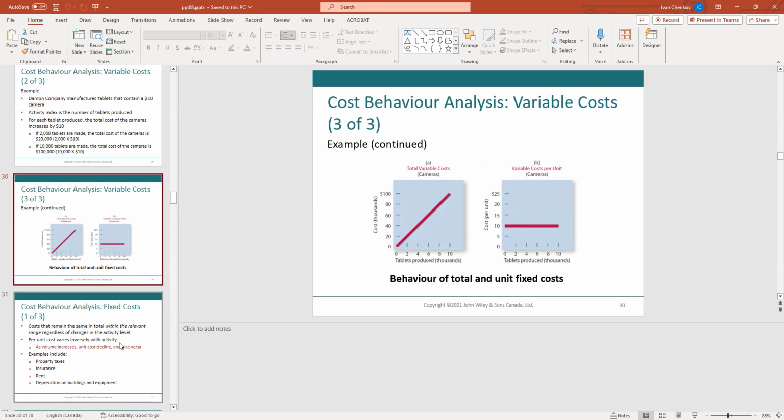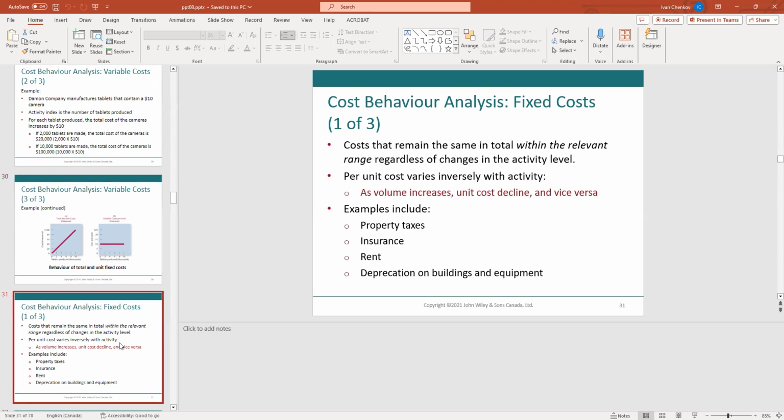Fixed cost, on the other hand, behaves a different way. Now, the total fixed cost never changes within the relevant range. But cost per unit is a different story. Let's see an example of fixed cost.